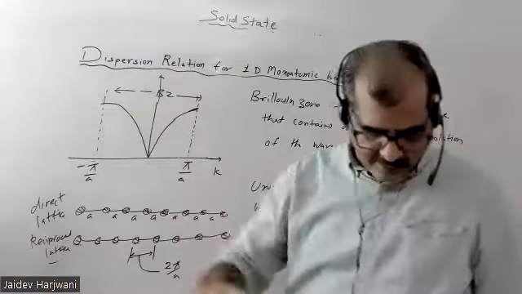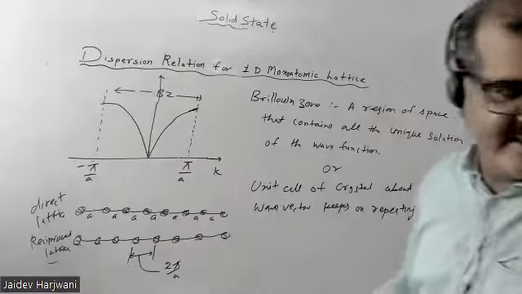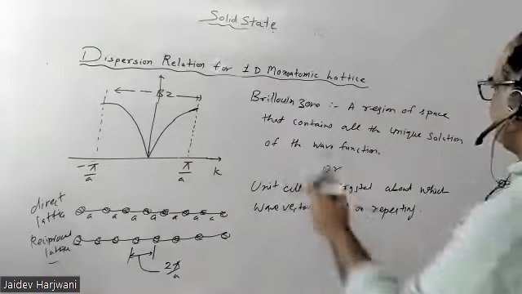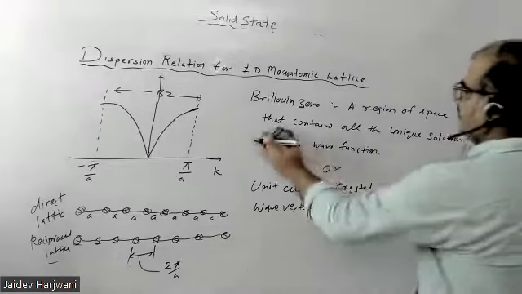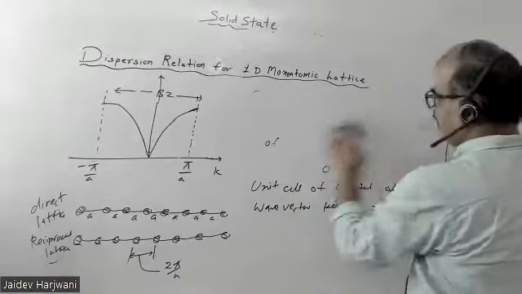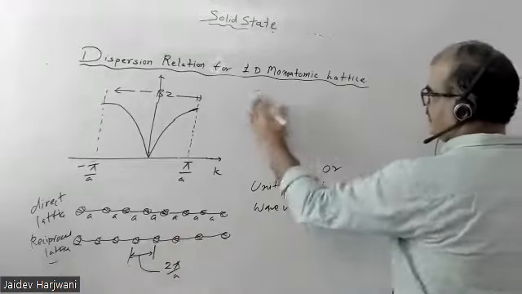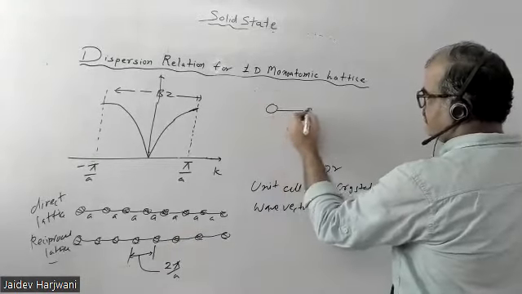I'm discussing physics, let me complete this one. So this is your Brillouin zone, a region of space that contains all the unique solutions of the wave function. Now I told you I have a reciprocal lattice. So this is my reciprocal lattice.